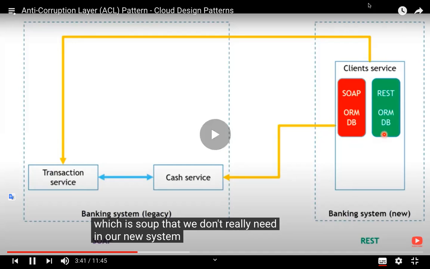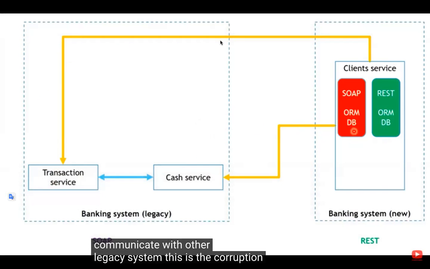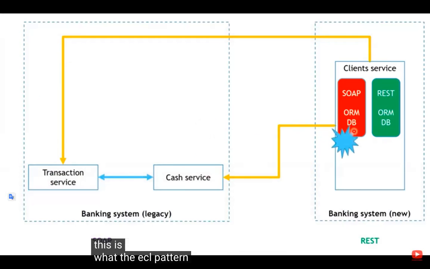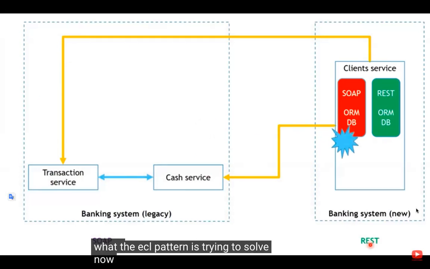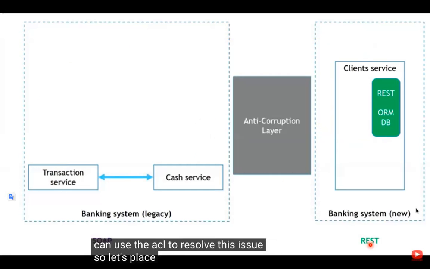Okay. We just added it to allow it to communicate with other legacy systems. This is the corruption, and this is what the ACL pattern is trying to solve. Now let's clean this up and see how we can use the ACL to resolve this issue. So let's place the ACL in between the new system and the legacy system.